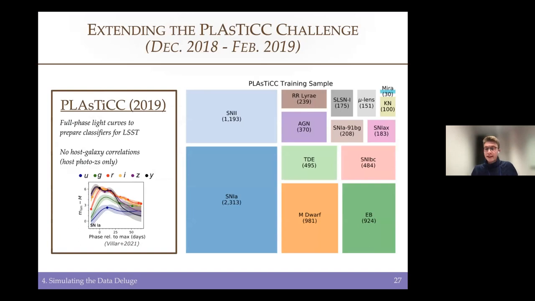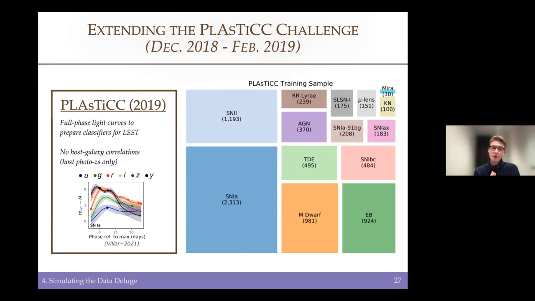So the work that I'm doing to simulate transients extends work that was initially put in place to develop the PLAsTiCC challenge. This is the Photometric LSST Astronomical Time-series Classification Challenge. It's a bit of an acronym, but it was launched in 2018 on Kaggle. Its goal was to develop photometric classifiers for different classes of events. Full phase LSST-like light curves were given to classifiers who were tasked with optimizing various metrics for classification. And here's a breakdown of the training sample on the right.